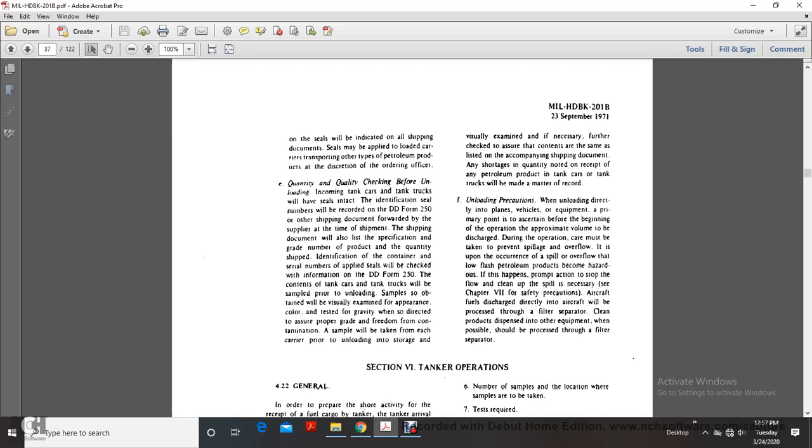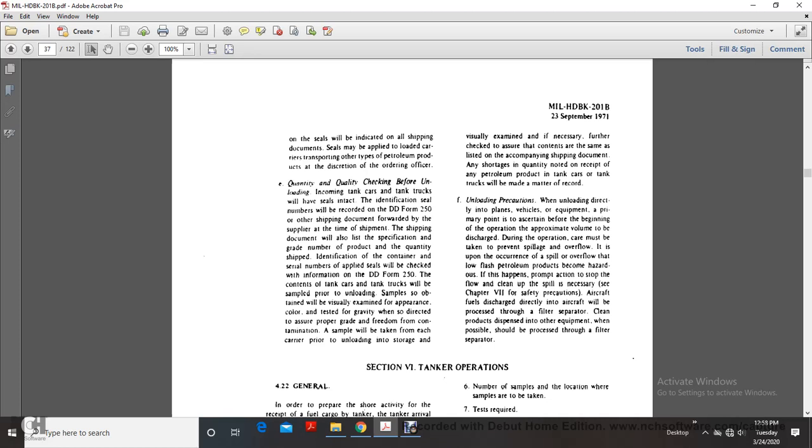The contents of the tanker cars and tanker trucks will be sampled prior to unloading. The sample obtained will be examined visually for appearance and color, and tested for gravity when so directed, to ensure the proper grade and freedom from contamination. A sample will be taken from each carrier prior to unloading into storage and visually examined, and if necessary further checked to ensure the contents are the same as listed on the accompanying shipping documents. Any shortage of the quantity noted with the receipt of any petroleum product on tanker cars and tanker trucks will be made a matter of record.